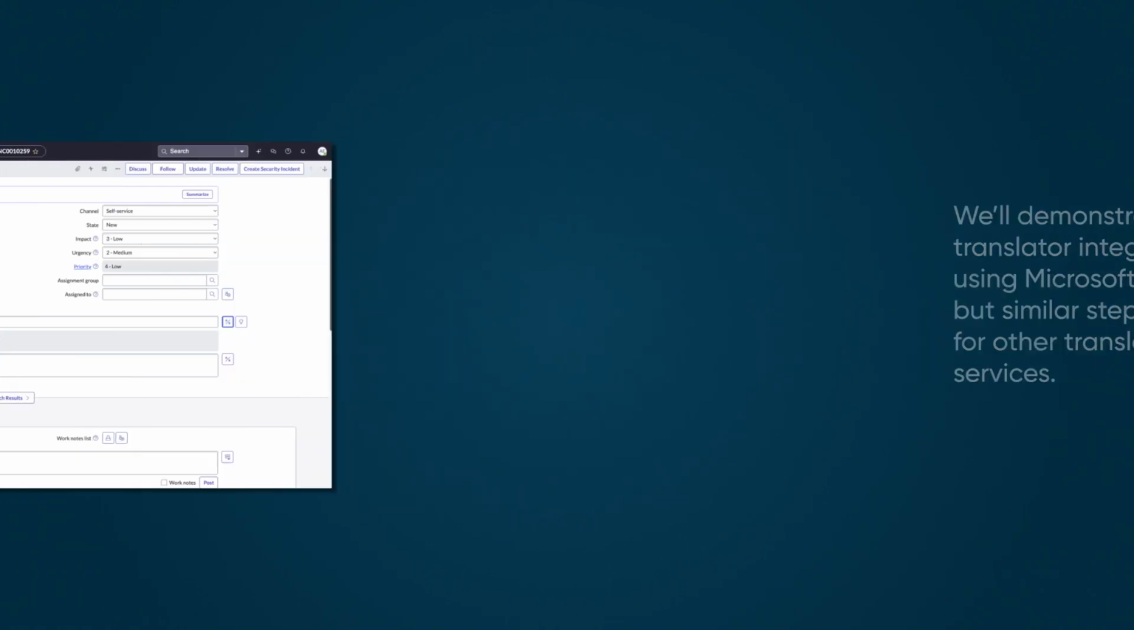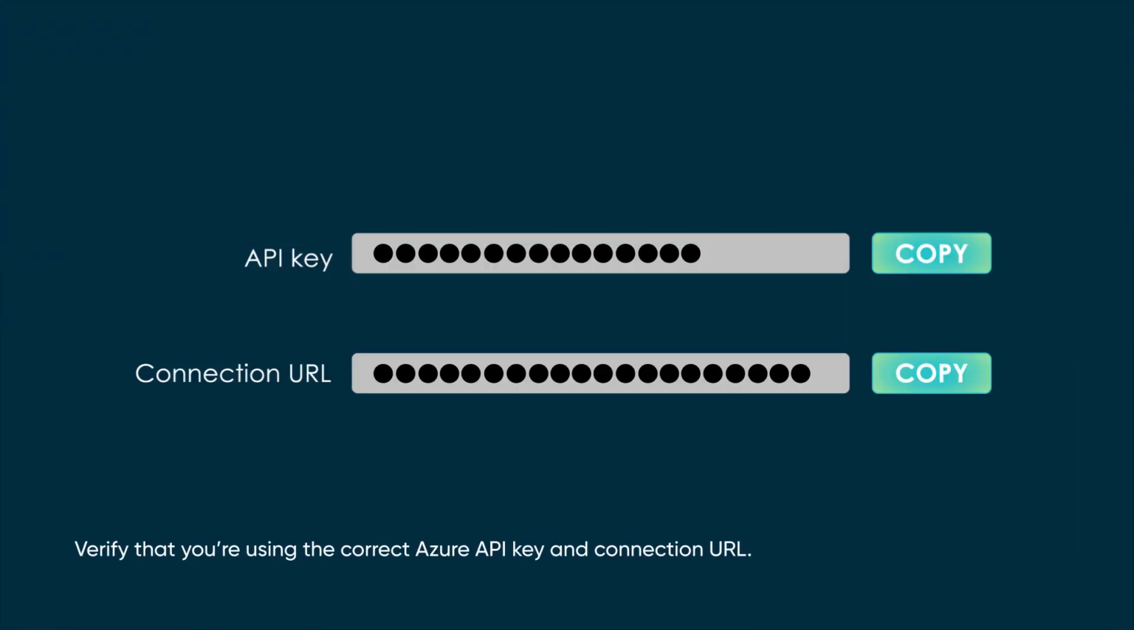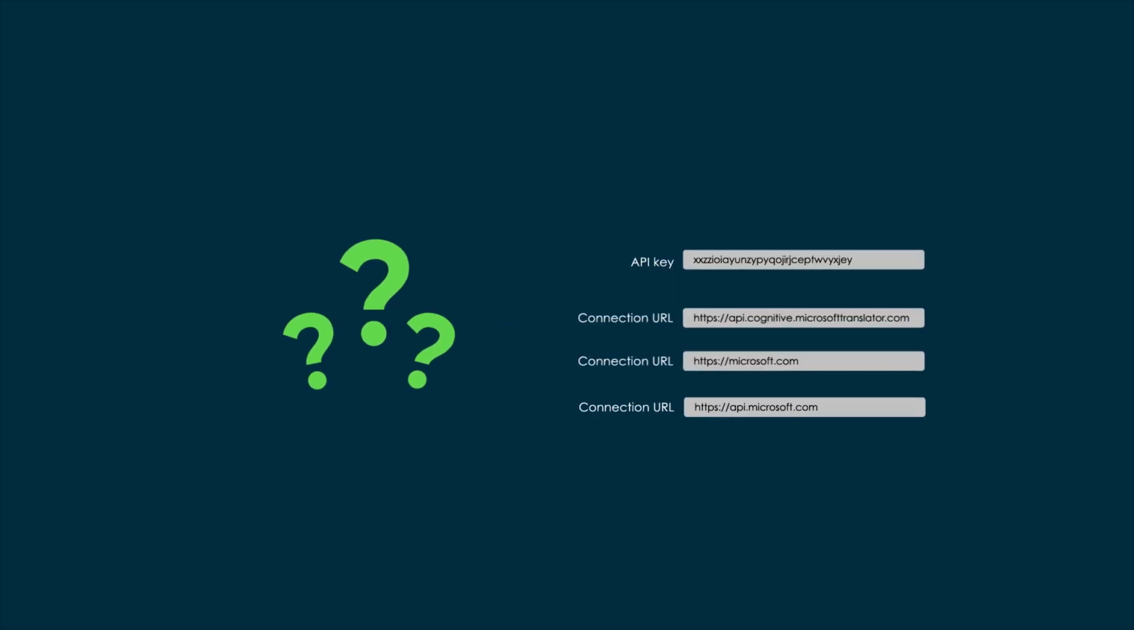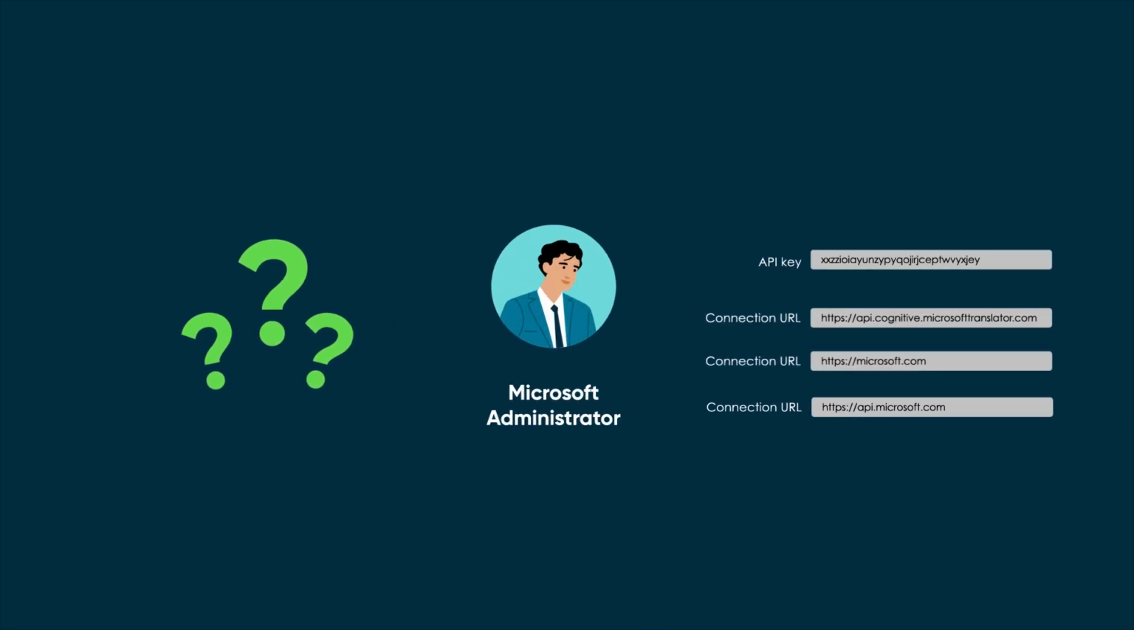Let's take a look. To integrate the translation service, we need to copy the Microsoft Azure API authentication key and connection URL from the Azure account portal. Your connection URL will probably be different from the one displayed here. And if you're unsure of how to obtain the API key or which Azure URL to use, please check with your Microsoft administrator.